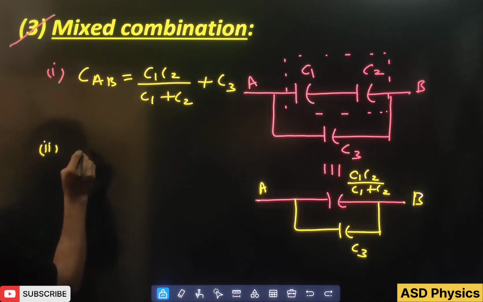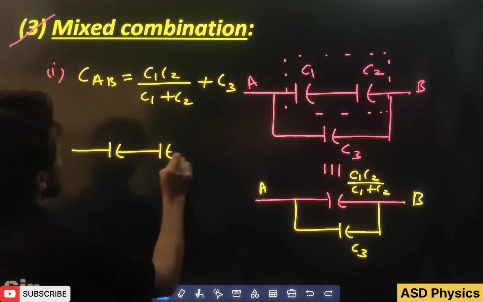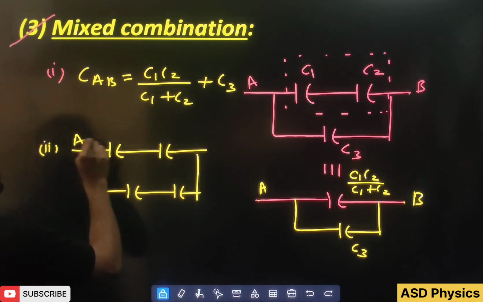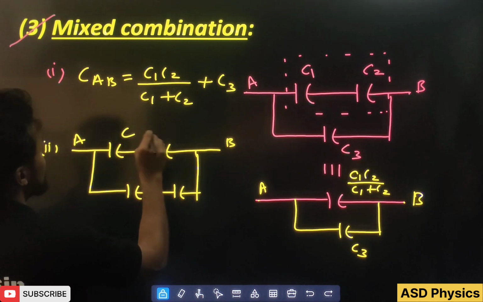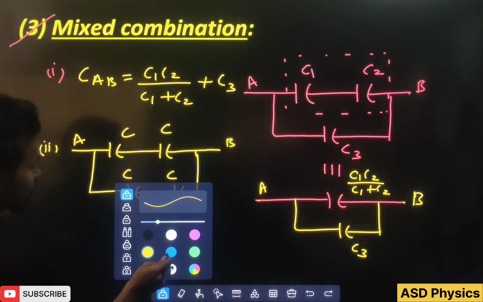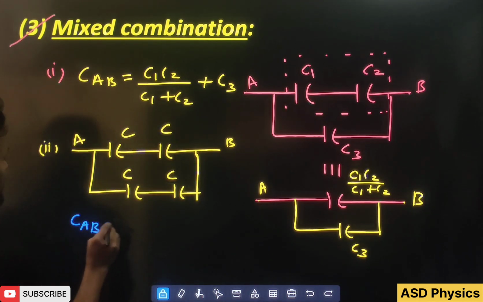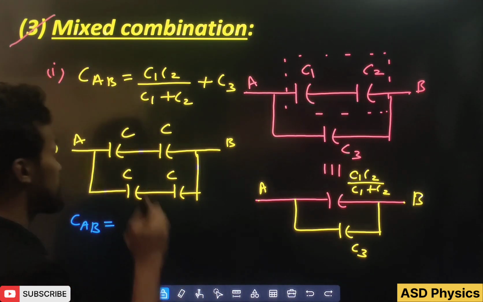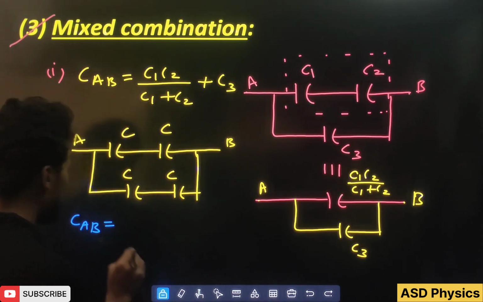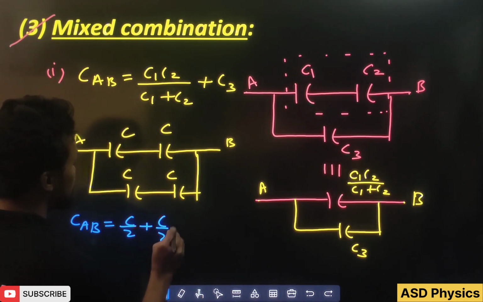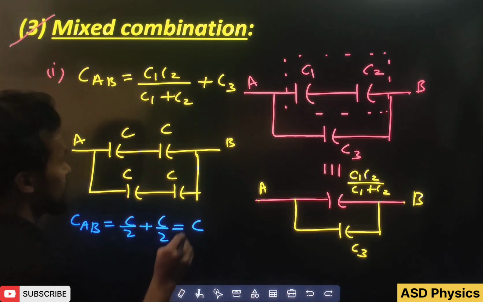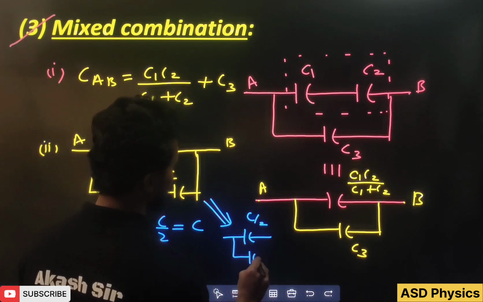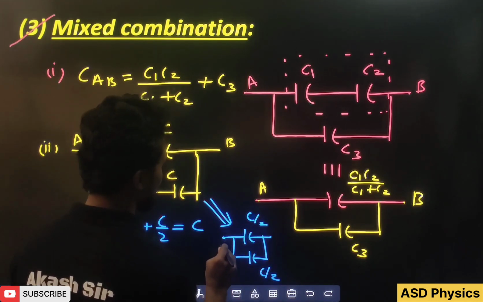Similarly, let's take another example. They are all identical here: C, C, C, C. Can you tell what the equivalent CAB is? Directly I can write C and C in series, C by 2. C and C in series, C by 2. Then this C by 2 and this C by 2 are in parallel. So what will become here? C by 2 plus C by 2, it will become C again. Even I can draw the equivalent diagram: this is C by 2, this is also C by 2, and these are the points A and B.